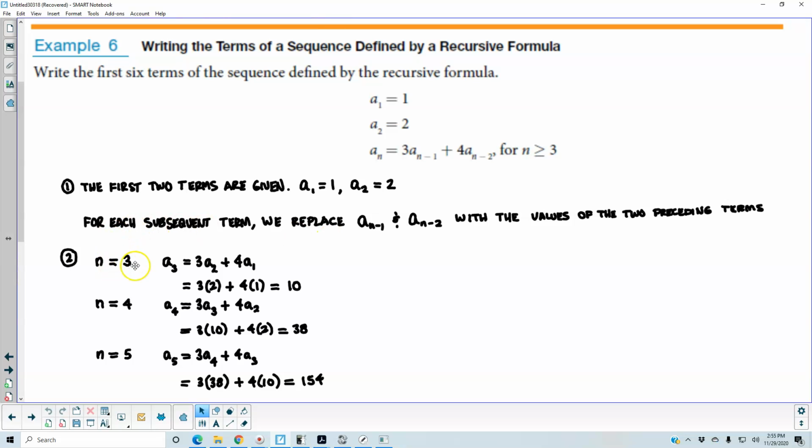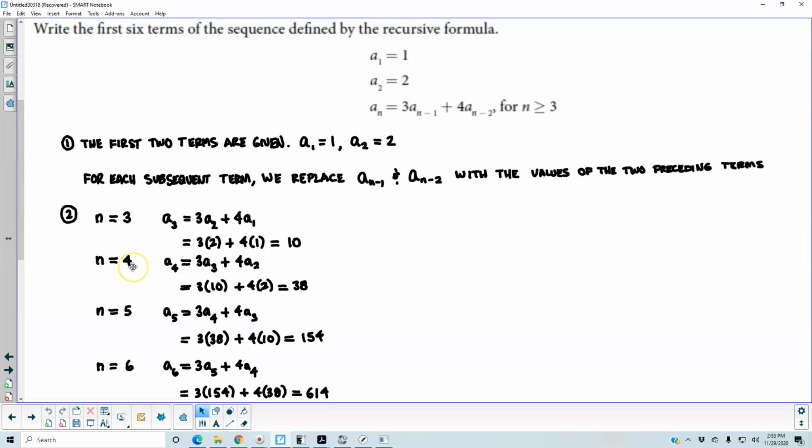Now for when n is equal to 3, we're going to plug n in to be 3. So it's going to be 3 times, well if we look up here, 3 minus 1 gives us 2, so this becomes a subscript 2. Plus 4 times, look again up here, we're going to take 3 and subtract 2, which gives us 1, so it's a subscript 1. So that becomes 3 times the second term, which is 3 times 2, plus 4 times the first term, which is 4 times 1. Therefore, 6 plus 4 gives us 10. So now the third term is going to give us 10.